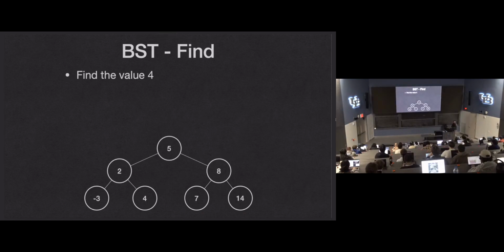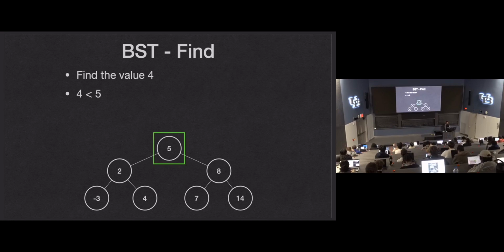Let's find the value 4 in this tree. First, I'm going to ask, is the value I'm looking for less than, well, we start at the root, of course. Is the value I'm looking for less than the value at the node I'm currently visiting? The answer is yes in this case, so I'm going to move to the left. 4 is less than 5. Every single value in this tree that's less than 5 has to be in the left subtree.